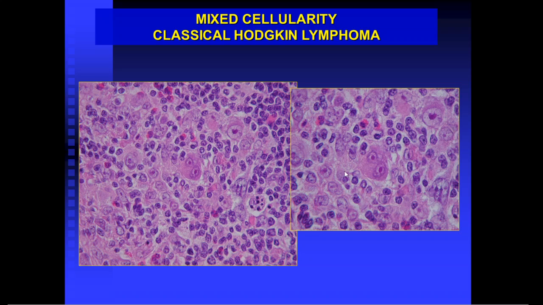Mixed, also the most common, as nodular sclerosis, also has a good prognosis. So here we have both a lot of tumor cells and a lot of non-tumor infiltration, so infiltration with T lymphocytes, macrophages, monocytes, so histiocytes as well.